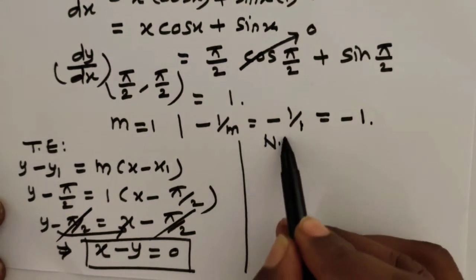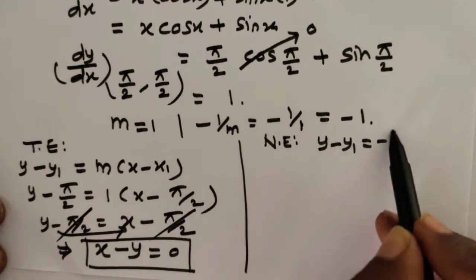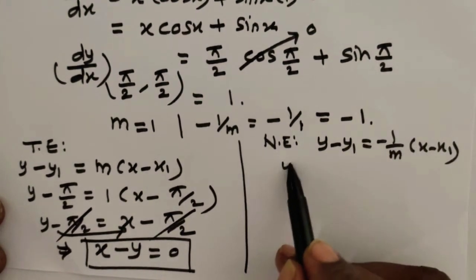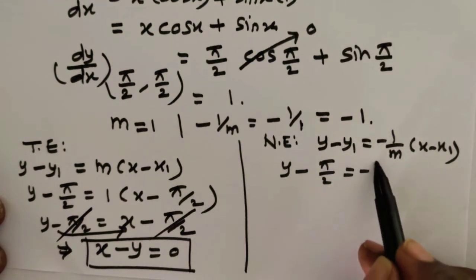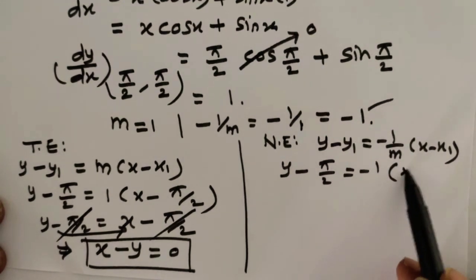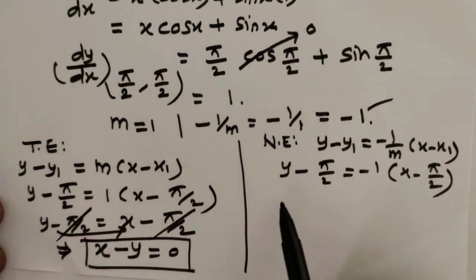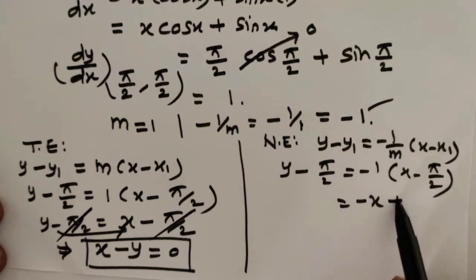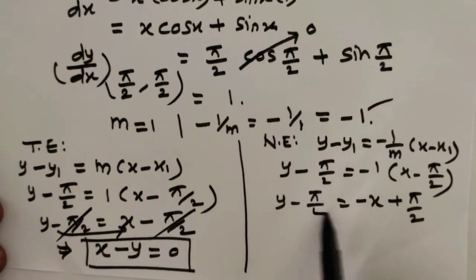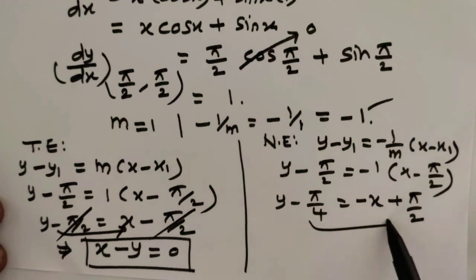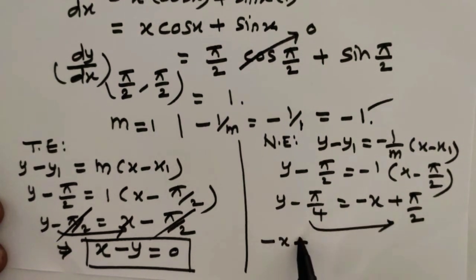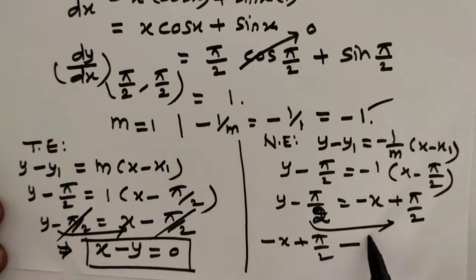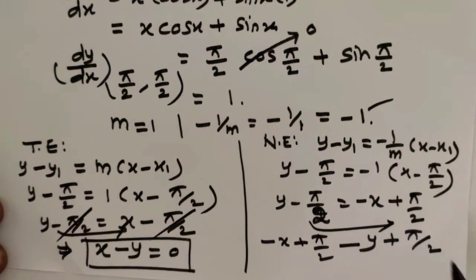Next one, the normal equation. The normal equation is y minus y1 is equal to minus 1 by m into x minus x1. Y minus y1 is pi by 2, which is equal to minus 1 by m, which is minus 1, into x minus x1, which is pi by 2. Multiply the minus: minus 1 into x minus x, and minus 1 into minus pi by 2 gives plus pi by 2. This is y minus pi by 2 on the left. Take this to the right: minus x plus pi by 2 plus pi by 2, minus y. The minus pi by 2 going to the right becomes plus pi by 2. So minus x minus y, pi by 2 plus pi by 2, half plus half is 1, which gives pi.